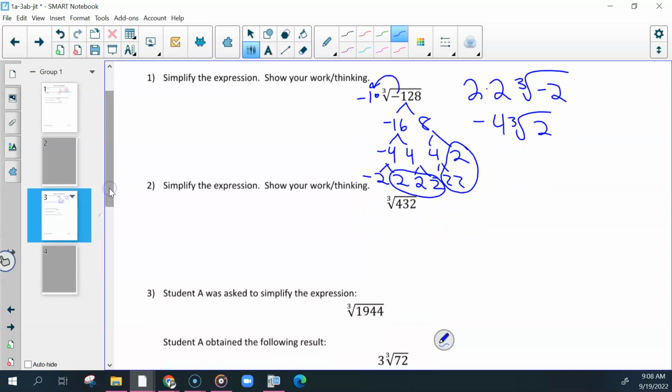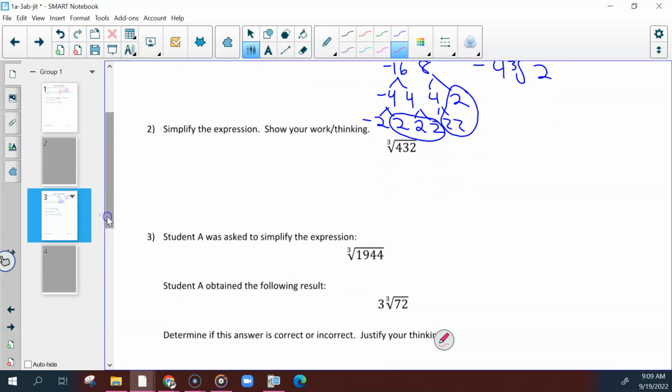Okay. Anyone want to walk me through how they did number 2? Did anyone use the perfect cube method for this? Sophia, what was the highest perfect cube that you could put into this? 27. 27 and 16.